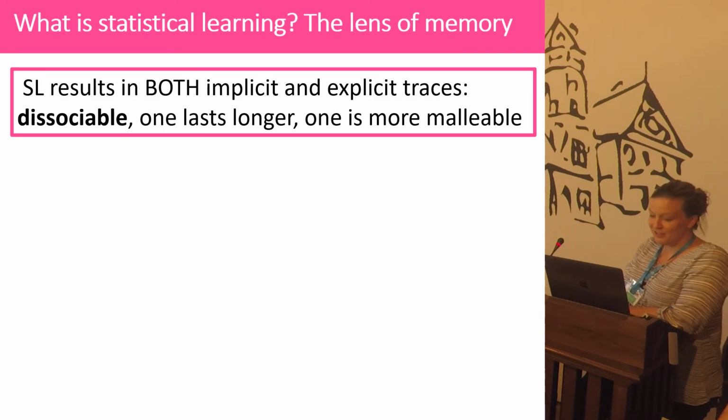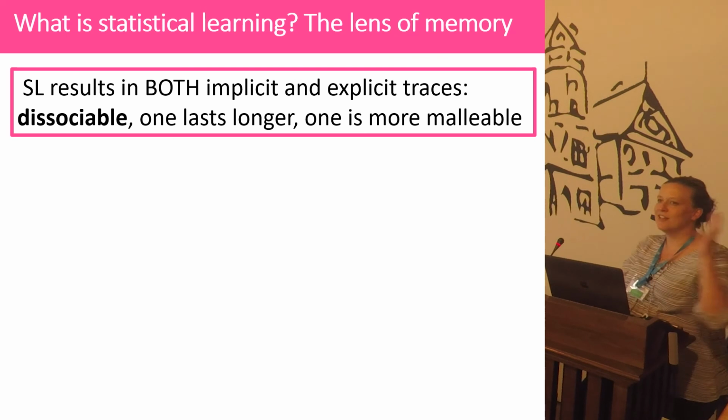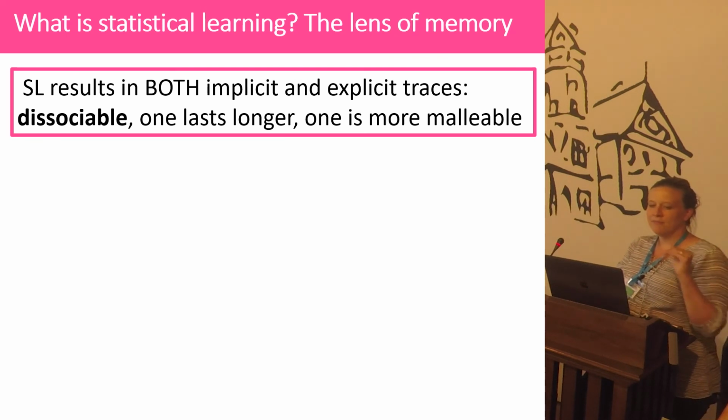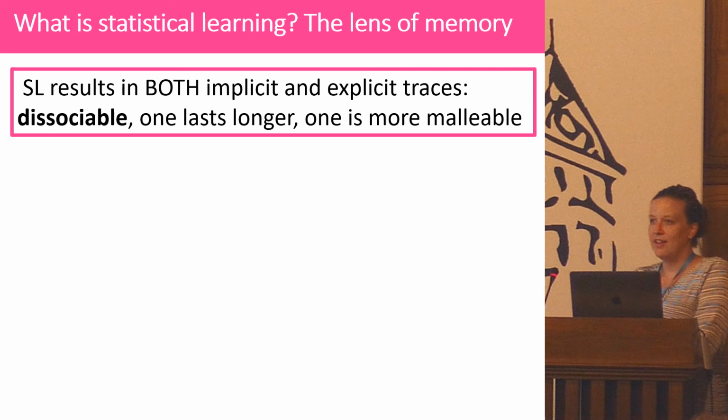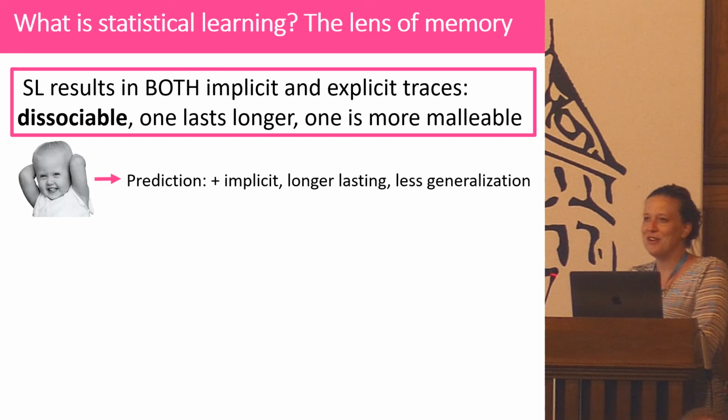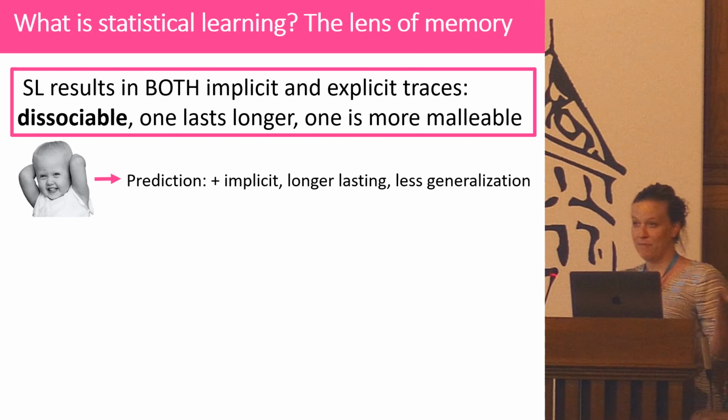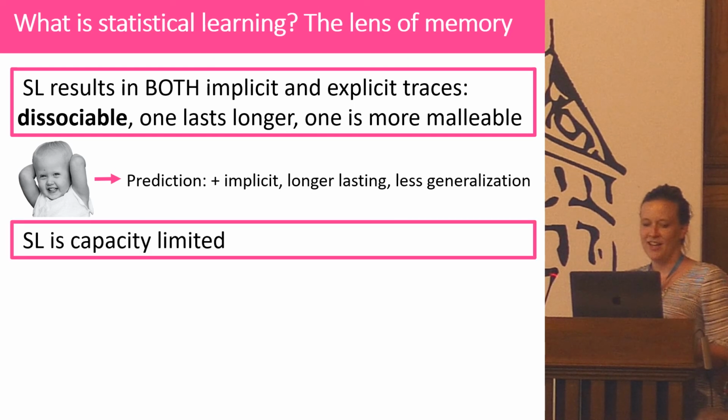Okay, so I'm going to conclude here. What is statistical learning? That was the big question we started with. I will say that it results in implicit and explicit traces, that these are dissociable, that one lasts longer, and one is more malleable. And I think this is really cool. It actually leads to this testable prediction that children will end up with greater implicit, because they have greater procedural capacities relative to their declarative, producing longer lasting information that generalizes in fewer contexts, so more specific representations, which is, again, very counterintuitive to the way we tend to think about kids.